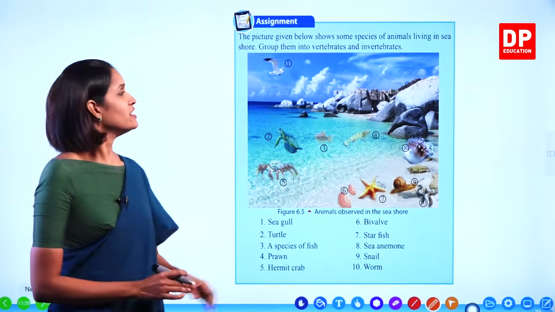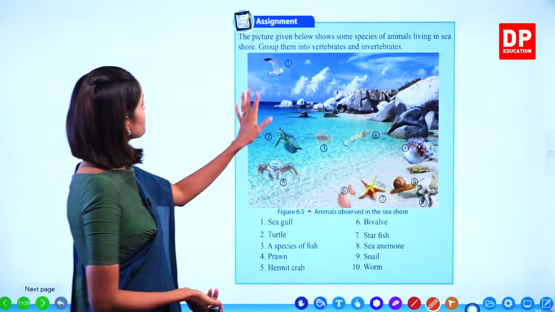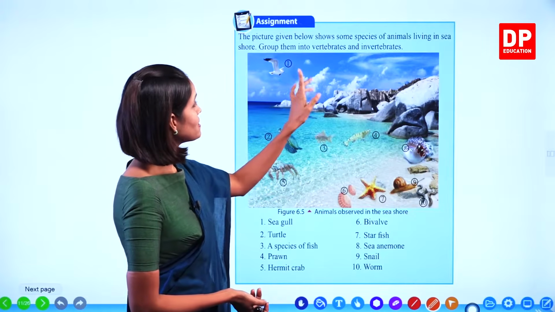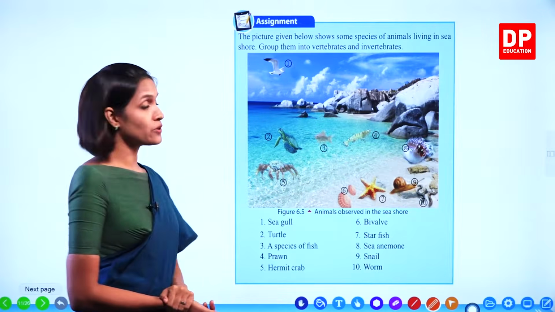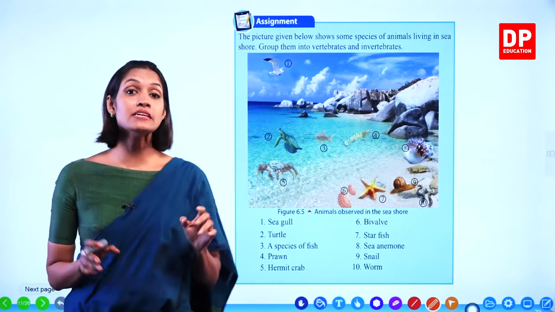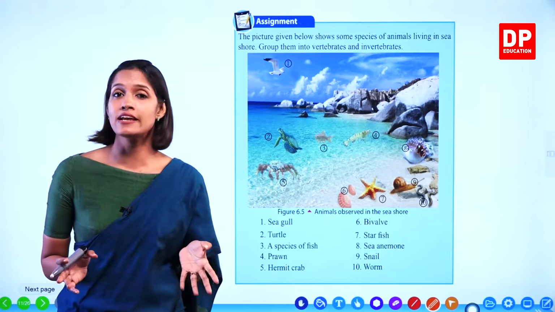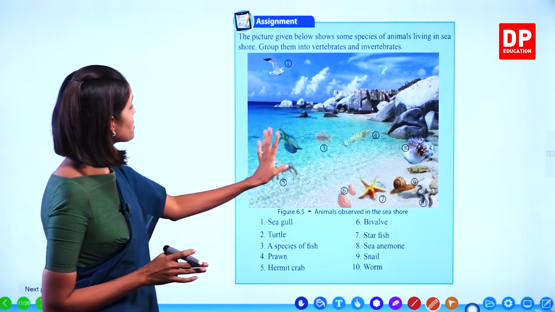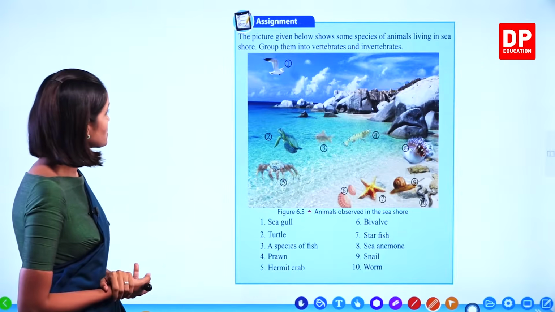Okay, children. Now we have to do this assignment. Look at this picture. The picture given below shows some species of animals living in seashore. Group them into vertebrates and invertebrates. Now you all know that vertebrates means the animals with a backbone. Invertebrates means animals without a backbone. Okay? So look at this picture. 10 different types of animals are given in this picture.